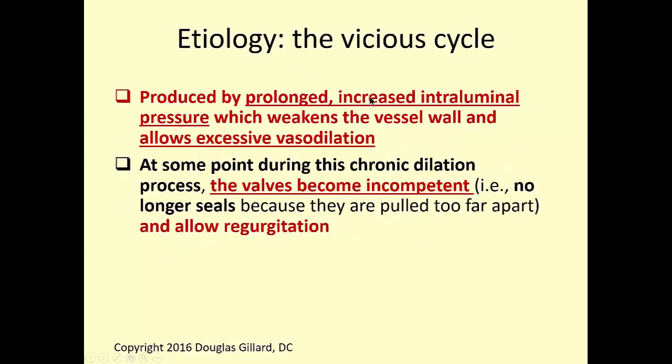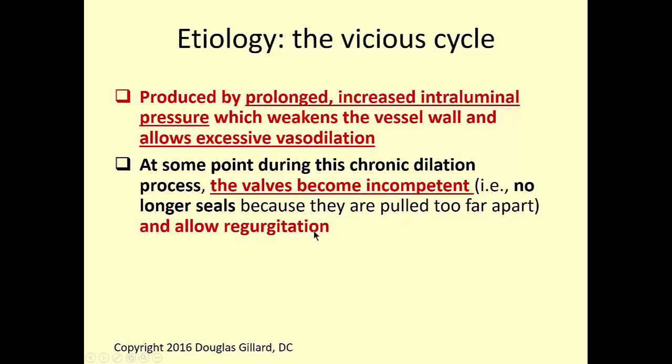The vicious cycle, produced by prolonged increased intraluminal pressure. So the vascular pressure is just high all the time. It weakens the vessel walls. We're talking about superficial large vein problems now, varicose veins. The weakening in a vessel wall allows them to stretch out too much. And as the vein gets bigger and bigger, pretty soon it's going to pull apart the valves so they don't work anymore. So the valves get more and more incompetent, and they allow more regurgitation to occur.